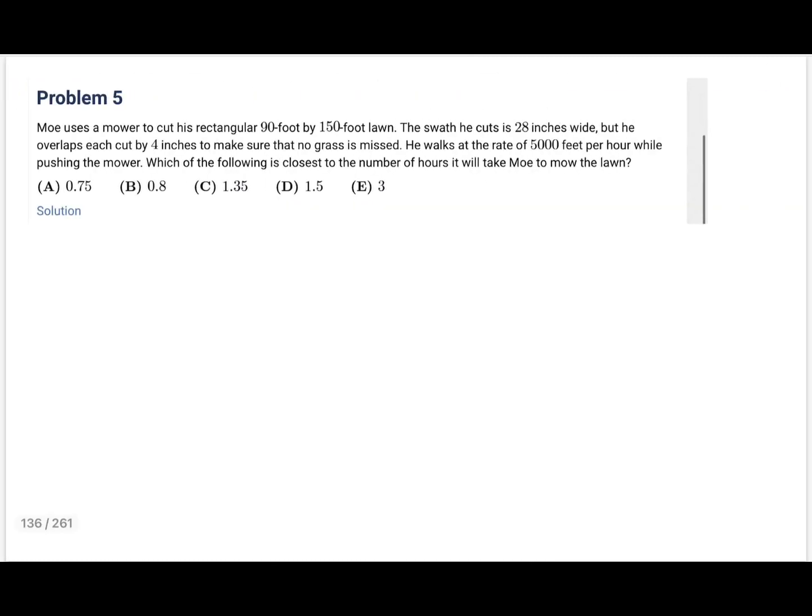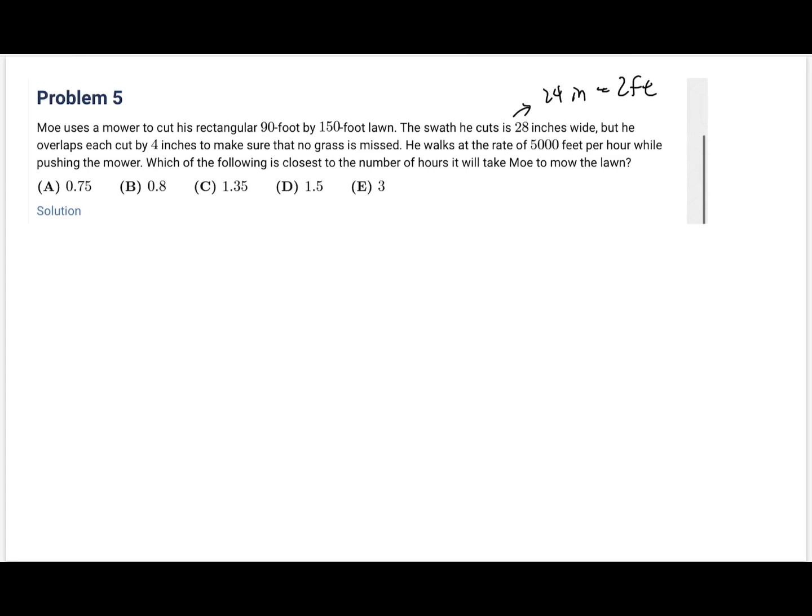Problem number 5. Mo uses a mower to cut his rectangular 90-foot by 150-foot lawn. The swath he cuts is 28 inches wide, but he overlaps each cut by 4 inches to make sure no grass is missed. So basically what he cuts is 24 inches, right? Because he overlaps by 4 inches. So 24 inches is 2 feet. And then he walks at the rate of 5,000 feet per hour while pushing the mower. Which of the following is closest to the number of hours it will take Mo to mow the lawn?